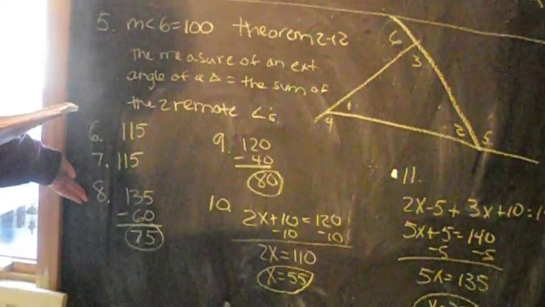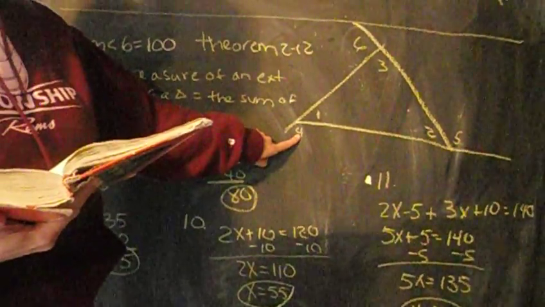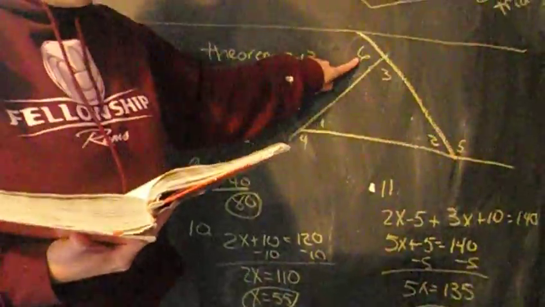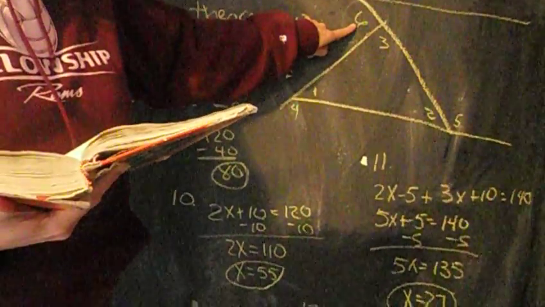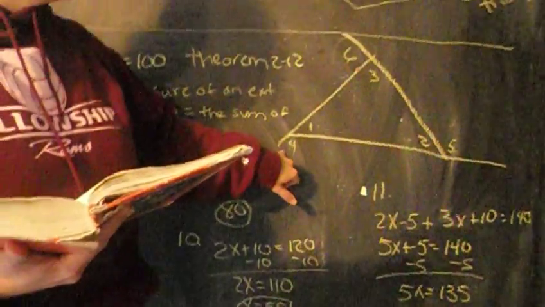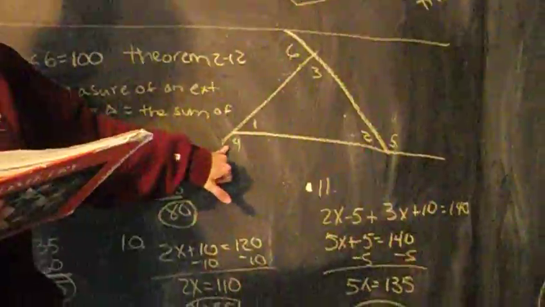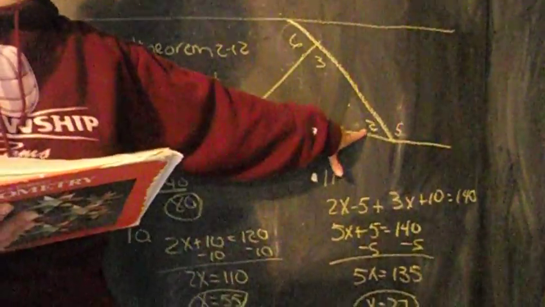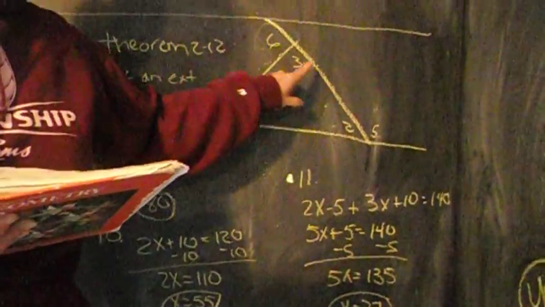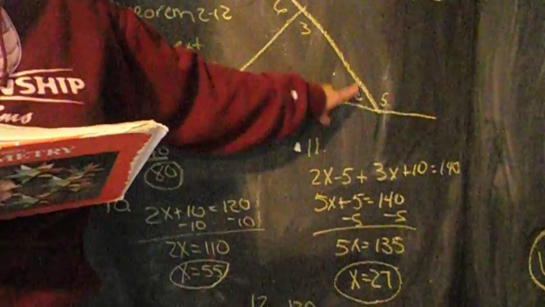Although in number 8, measure of angle 4 equals 135. So this time they're giving you this one, and they're giving you 6 equals, this is number 8. 4 equals 135, 2 equals 60, and they want you to figure out 3. So this time you have to take this angle and subtract this angle to get this one. Because if those two add up to this one, then this one minus this one is going to equal that one.